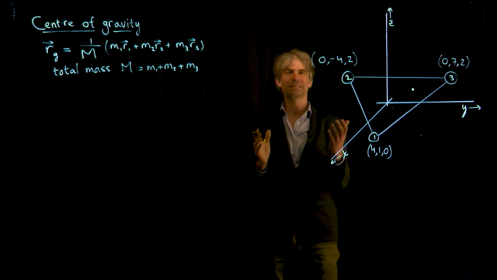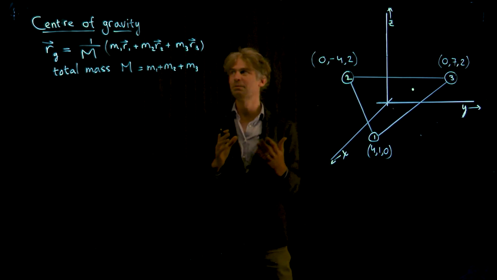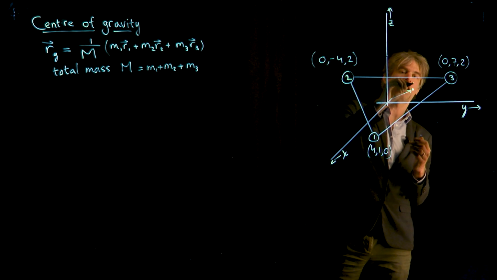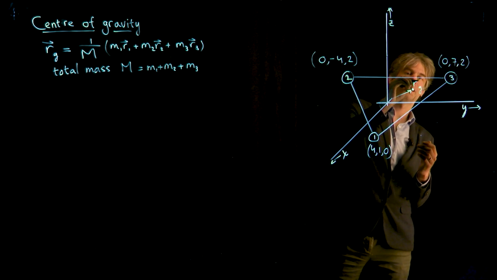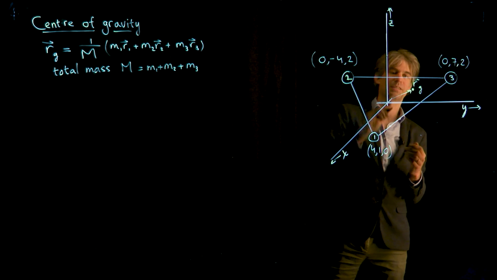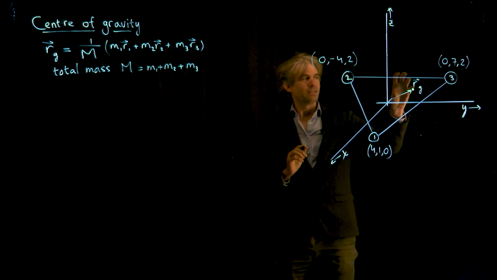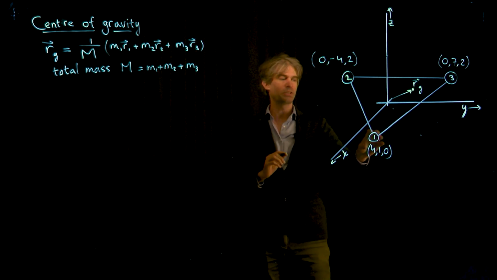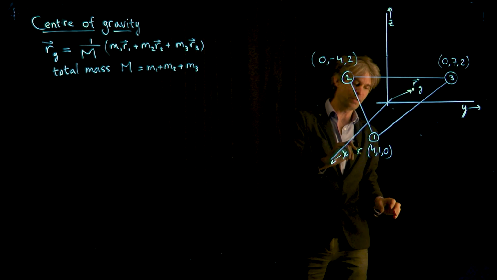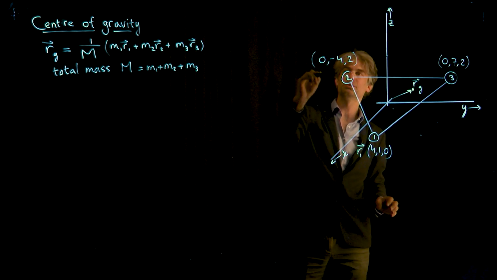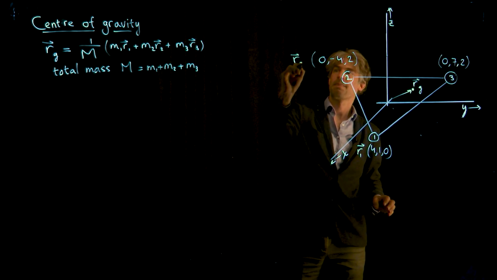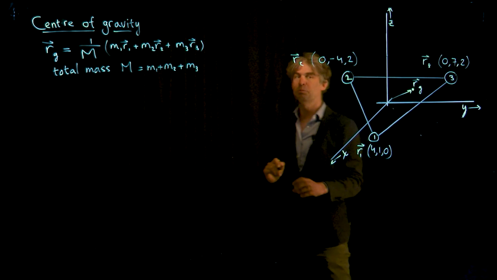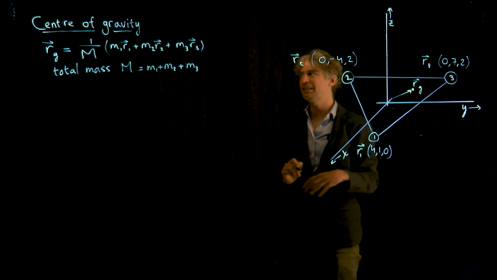So the question is, how to compute exactly where it is? Let's call this vector towards this point r_G, with a little arrow because we think of it as a vector. The challenge is to compute this. And of course I have all these other position vectors: this is r1, this is r2, and this is r3. And I have the weights, because the weights are the numbers that indicate it.